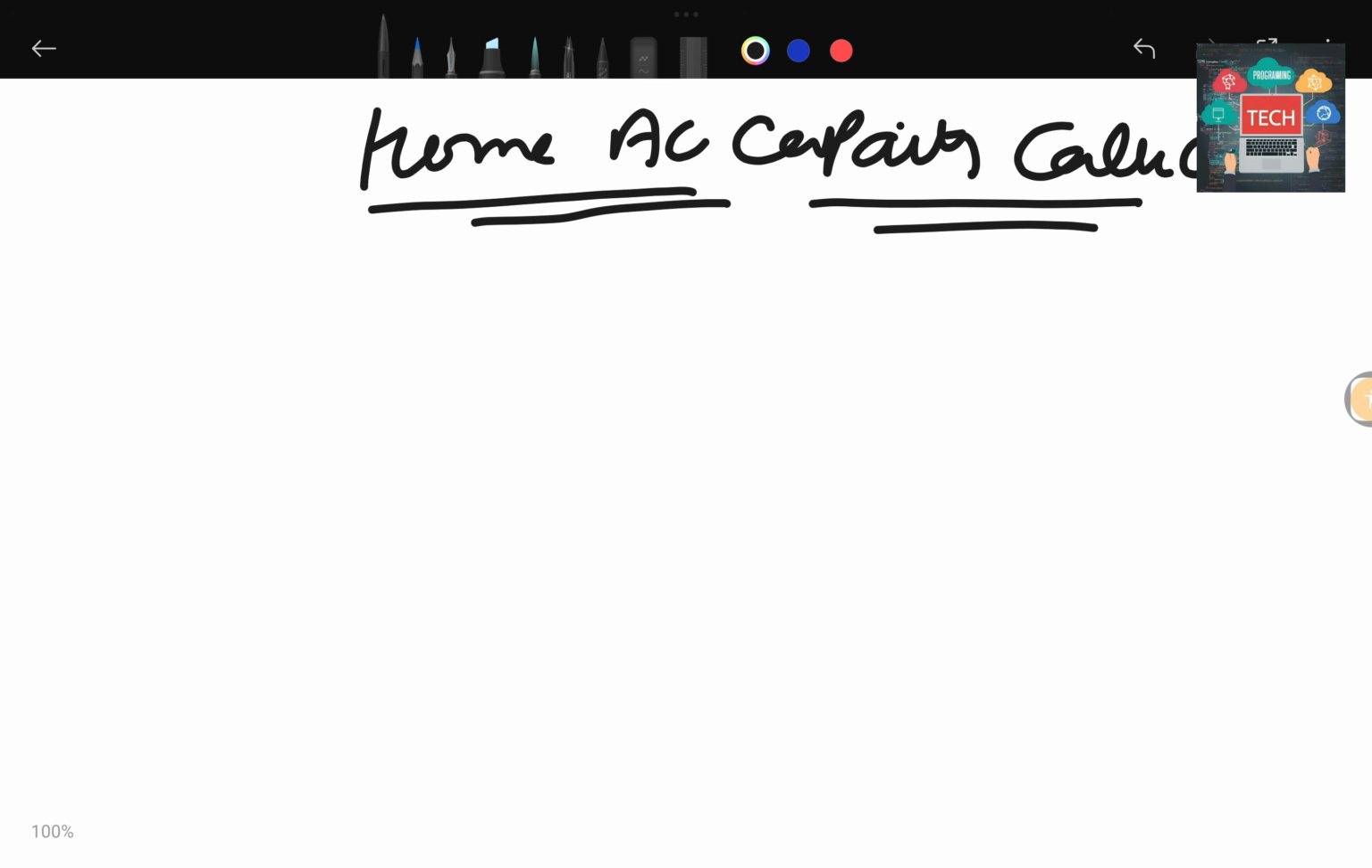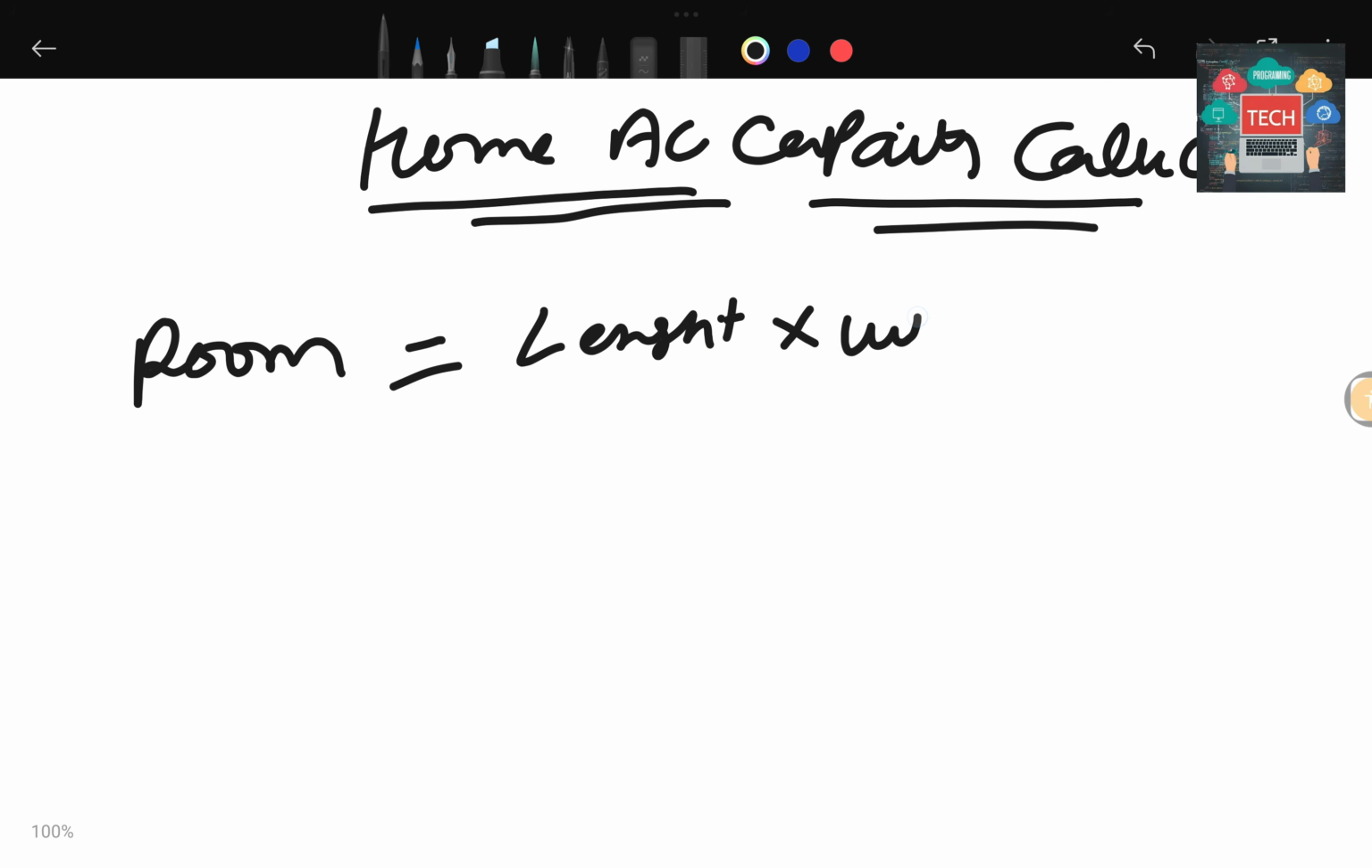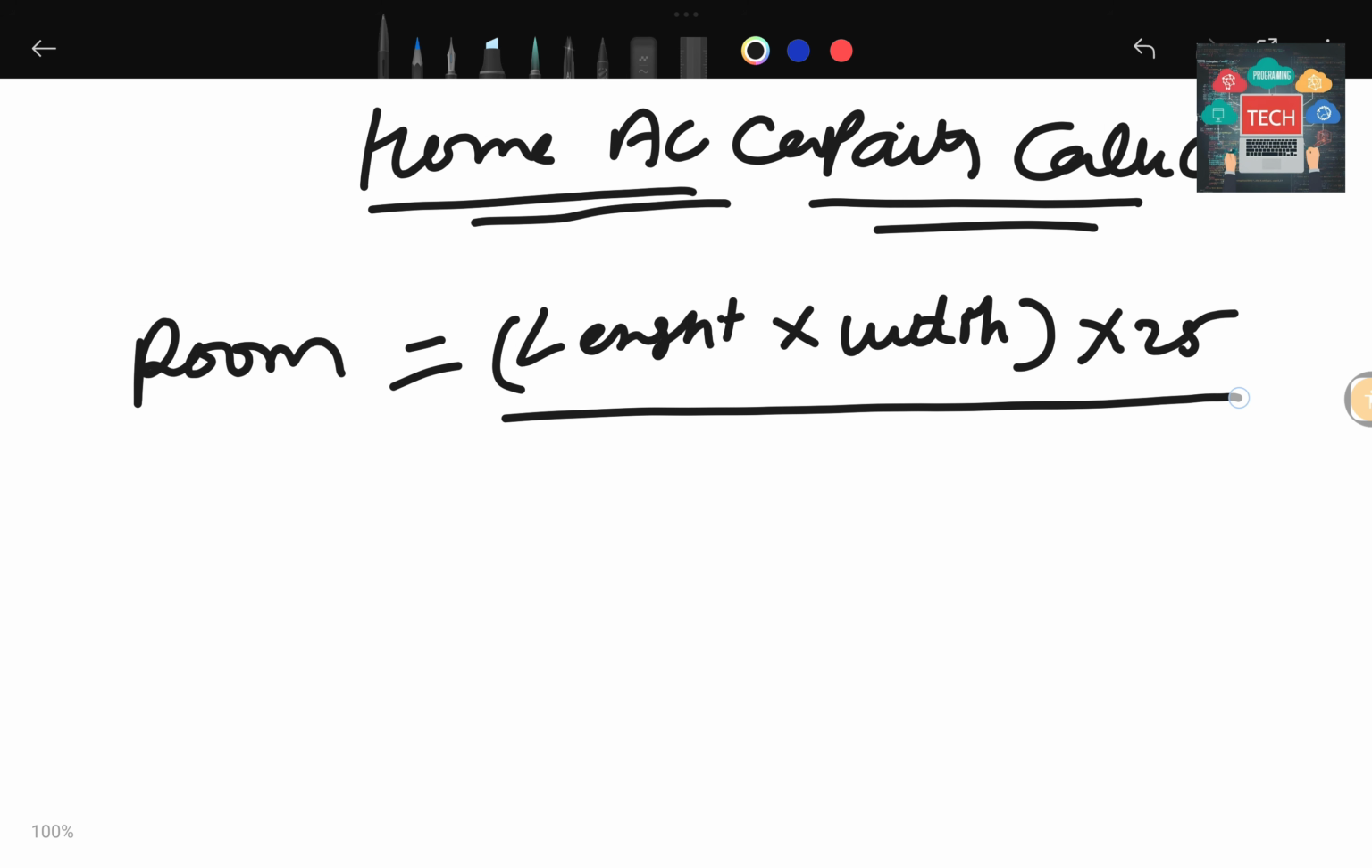In the home, if you want to calculate, the formula is: for the room, length into width, then multiply by 25, divided by 1000. So this is the calculation for the room.